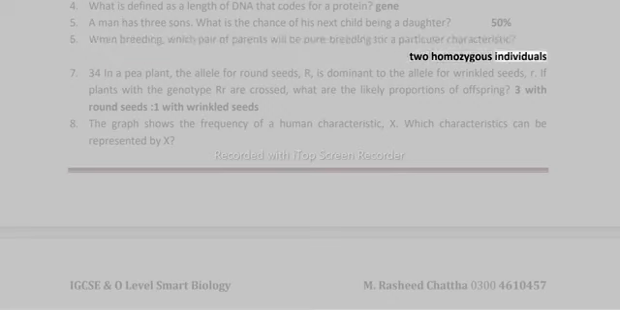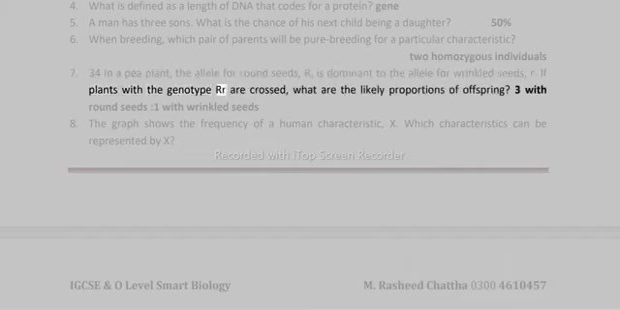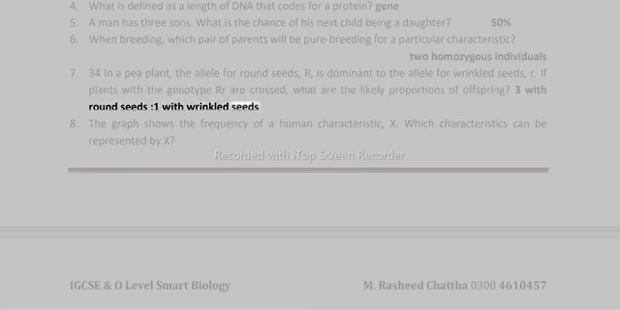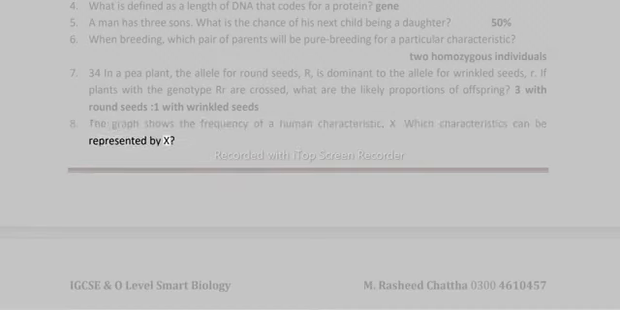6. When breeding, which pair of parents will be pure breeding for a particular characteristic? 2 homozygous individuals. 7. In a pea plant, the allele for round seeds, R, is dominant to the allele for wrinkled seeds, r. If plants with the genotype Rr are crossed, what are the likely proportions of offspring? 3 with round seeds, 1 with wrinkled seeds. 8. The graph shows the frequency of a human characteristic, X. Which characteristics can be represented by X?